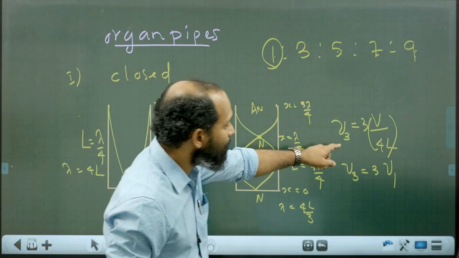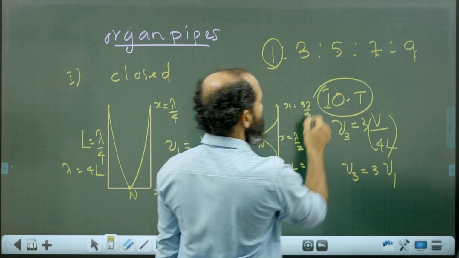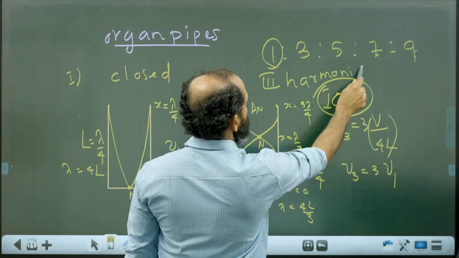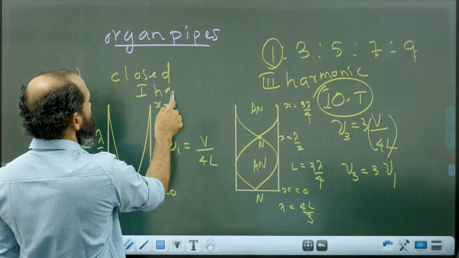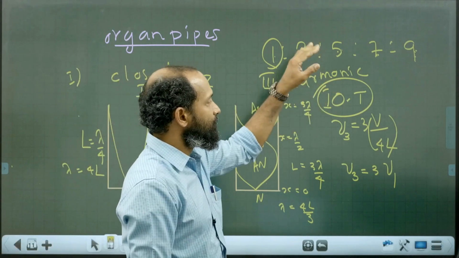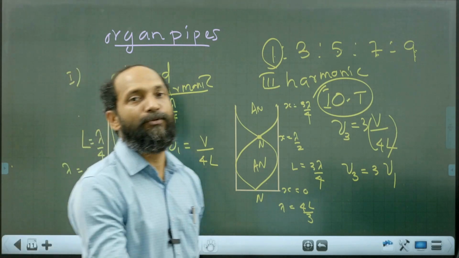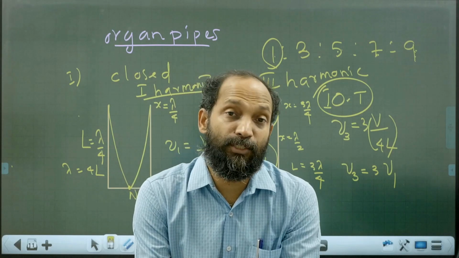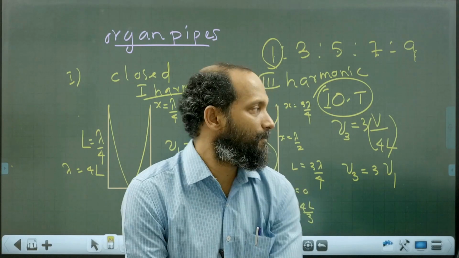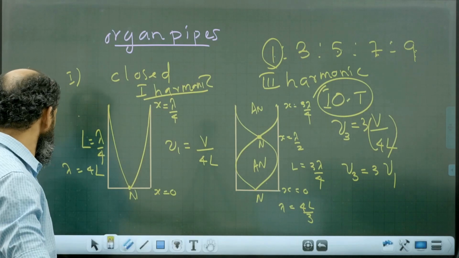And the third harmonic is the first overtone. This happens to be the first harmonic, and the first harmonic is V by 4L. Nu3 equal to 3 nu1, nu5 equal to 5 nu1, nu7 equal to 7 nu1. So 1 is to 3 is to 5 is to 7, etcetera. Okay, that's very important. So that is the closed organ pipe, and next is the open organ pipe.